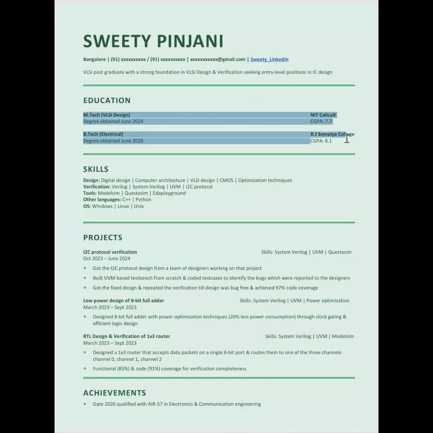Here, we are trying to cover all this information in the minimum amount of space, and we are maintaining proper spacing so that it doesn't look cluttered. The person has an MTech degree in which domain? In VLSI design. From which college? NIT Calicut. The degree was completed in June 2024 and the CGPA was 7.7. Then the person has done BTech in which domain? In electrical from KJ Somaiya College. The degree was obtained in June 2020 and the CGPA was 8.3.